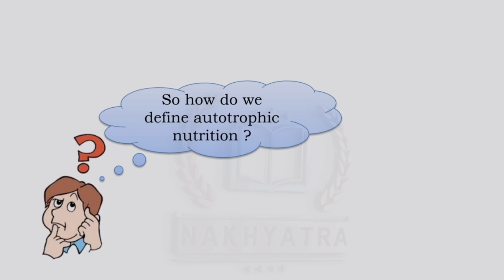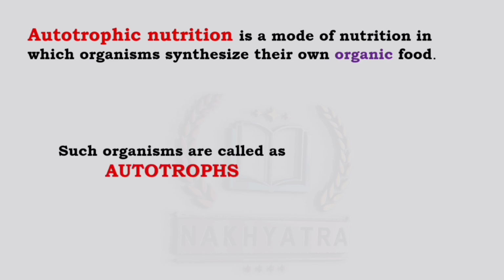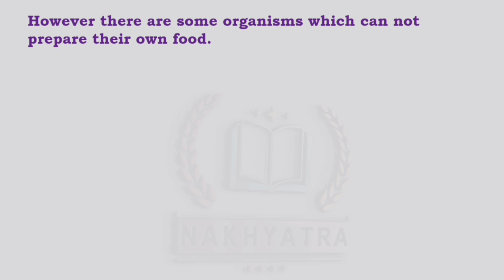So how do we define autotrophic nutrition? Autotrophic nutrition is a mode of nutrition in which organisms synthesize their own organic food. So we can say that it is a process where an organism prepares its own food from simple inorganic materials. Such organisms are called autotrophs. Examples: most plants and some bacteria. Here only green plants. However, there are some organisms which cannot prepare their own food.